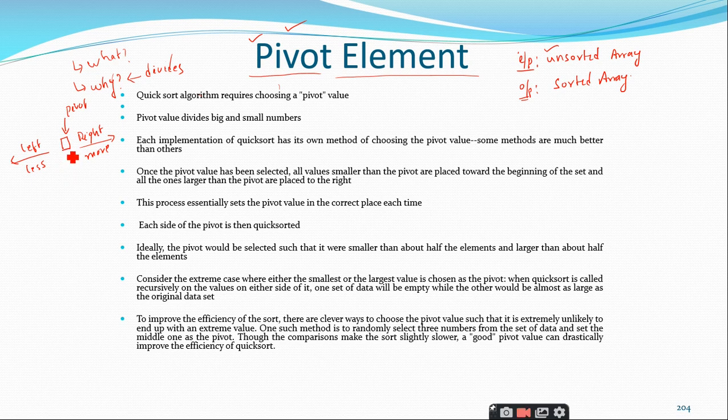And after placing the pivot element in the correct position, the array is divided into two subarrays. One is the left subarray and the second one is the right subarray. And you have to implement the quicksort on the left subarray and the quicksort on the right subarray independently. And this process of applying the quicksort on the subarrays will be done until all the elements in the given list are sorted.